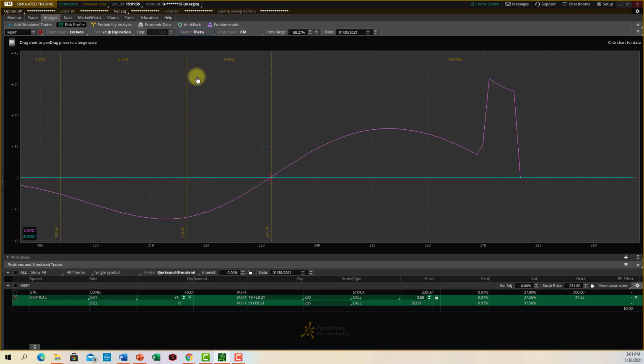You want to see theta. Here's your maximum negative theta. Over on this side, you'll have positive theta. Why? Because now both strikes are in the money, and the spread will now appreciate over time.